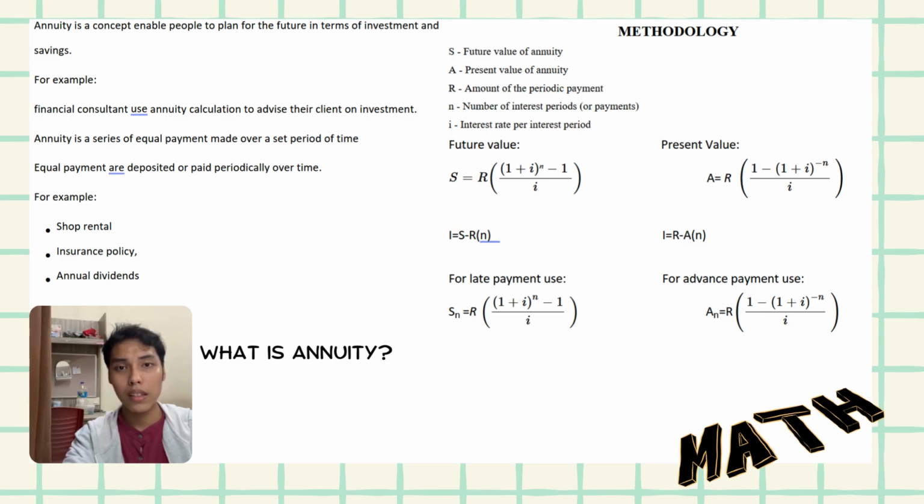The other two are the late payment formula and the advance payment formula. For late payment, the formula is the sum of n terms: S_n equals R open bracket (1 plus I) to the power of n minus 1, over I. And for advance payment, A_n equals R open bracket 1 minus (1 plus I) to the power of negative n, over I, close bracket.